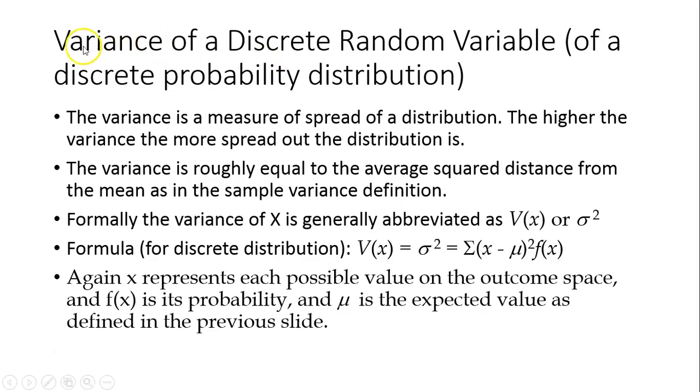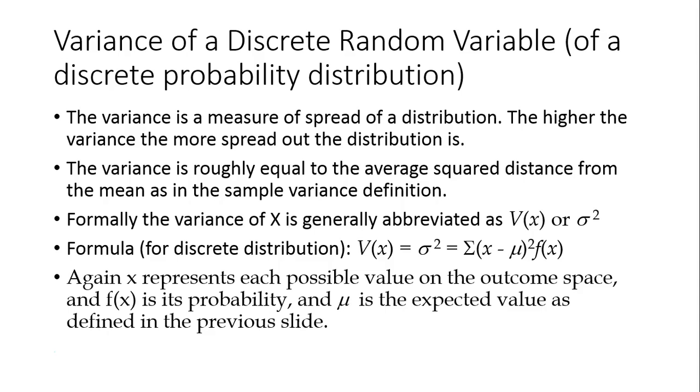Okay. What about a variance of a discrete random variable? And sometimes, of course, you can say variance of a probability distribution, or a variance of a distribution. So sometimes random variable and probability distribution are interchangeable, okay? Anyways, the variance is a measure of spread of the distribution. The higher the variance, the more spread out the distribution is. The variance is roughly equal to the average squared distance from the mean, as in the sample variance definition.